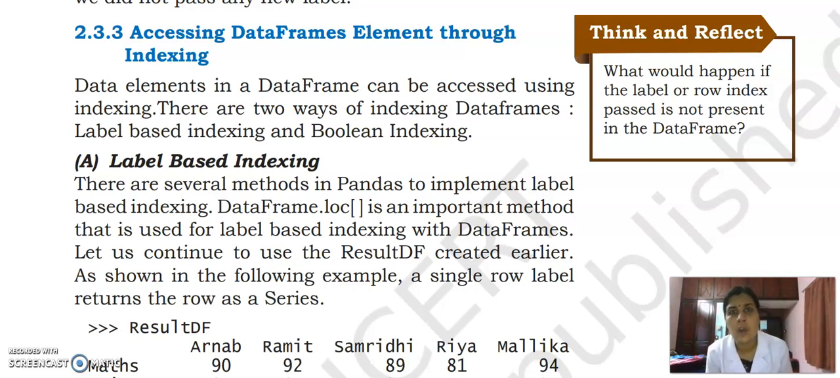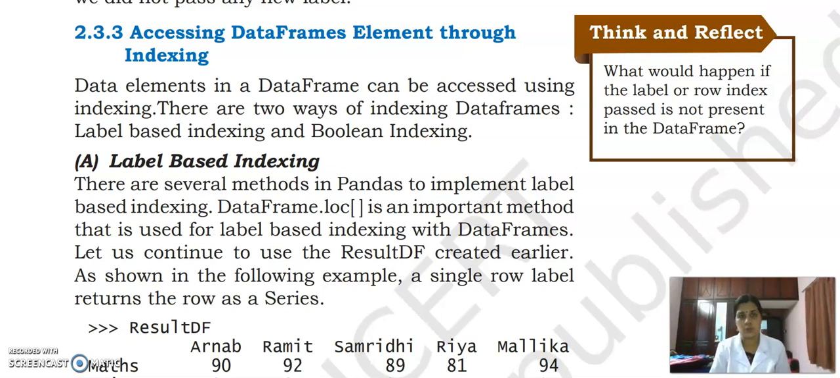You all know, we already covered that topic. That means data frame is in the form of an SQL table. It contains both rows and columns. So how can we access an element in the data frame? There are many methods. The first is indexing, and in the indexing method there are two types. They are label based index and Boolean index.